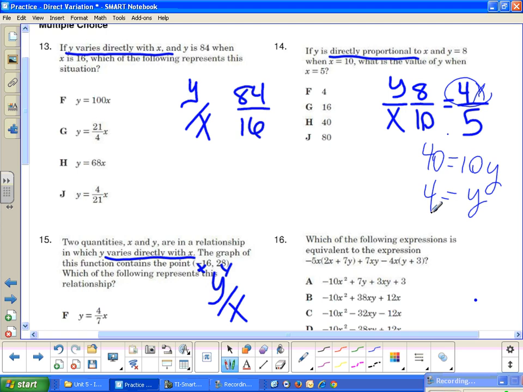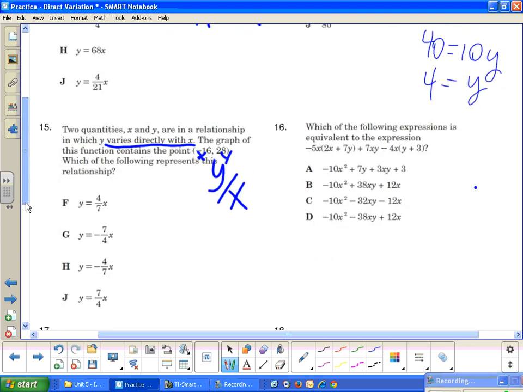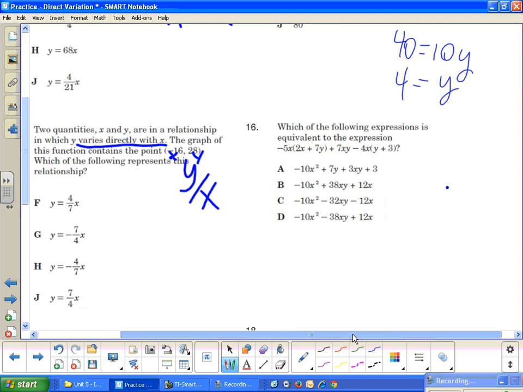Okay, I want to point out number 16. This is not a direct variation. However, it's simplifying, and some of us continuously forget how to do these. So we're doing distributive property. You cannot add different letters together, but you can multiply. You have negative 5x times 2x. What are we going to get? Negative 10x squared. X times x is x squared.